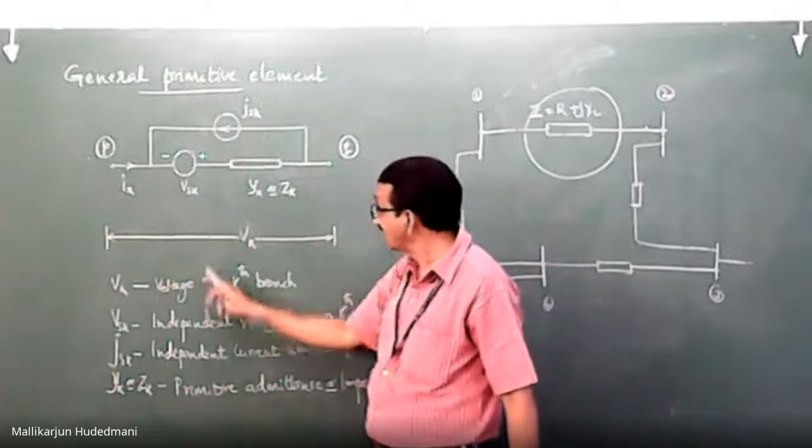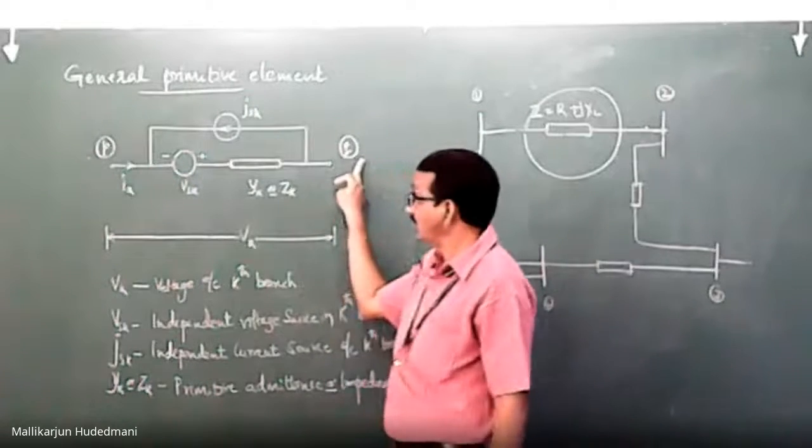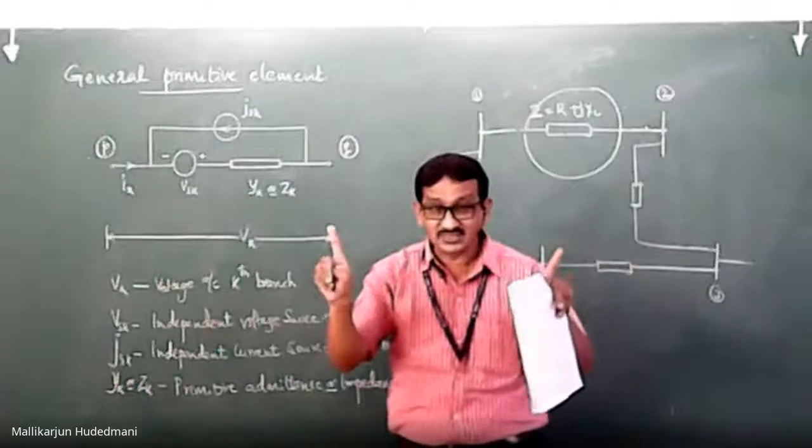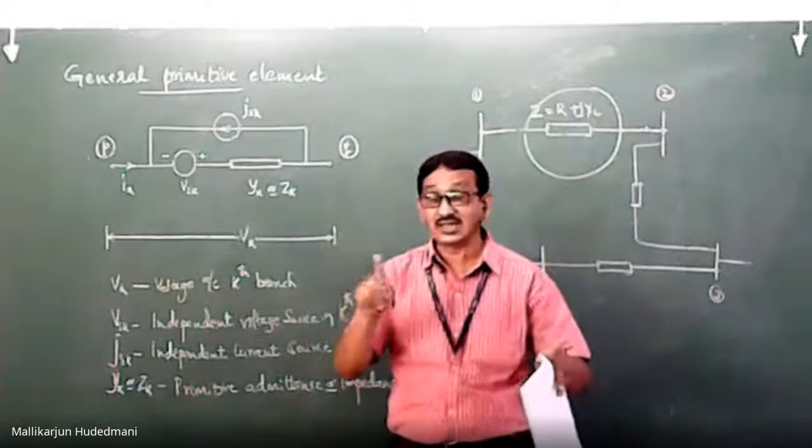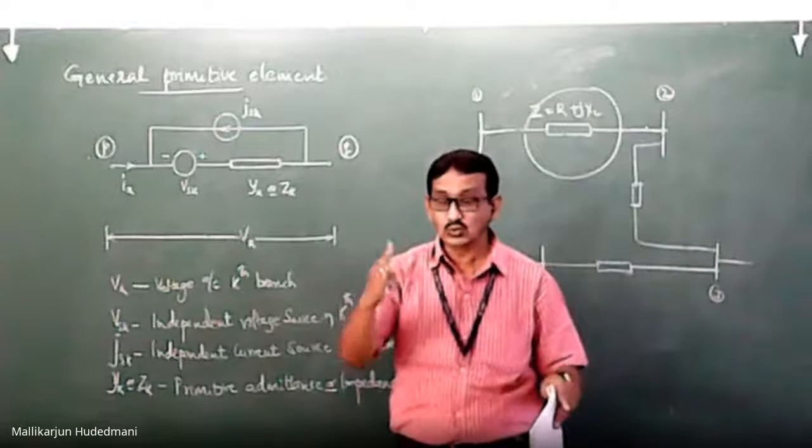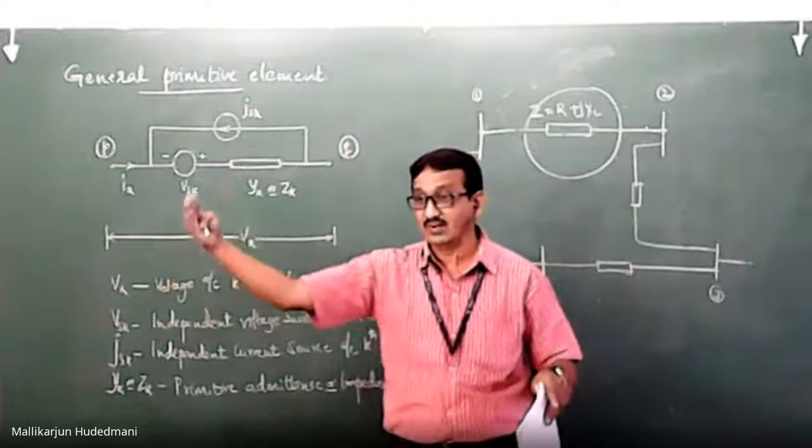Then I wrote it. Let this be P and Q; between P and Q, I call this branch number K. Branches may be 1, 2, 3, 4, K, M, N.